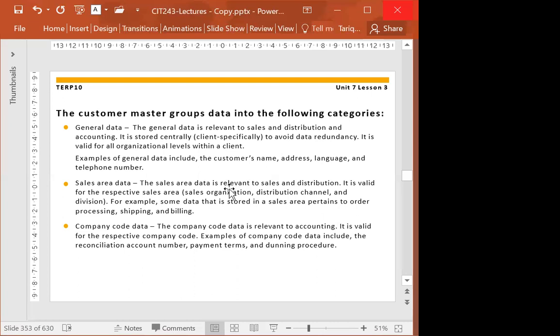Now, for my customer, I have two company codes, one in Germany and one in the United States. The United States has two sales organizations, and Germany has two sales organizations. And the customer wants to deal with all sales organizations and all company codes. Please tell me how many records we will be creating for our customer.